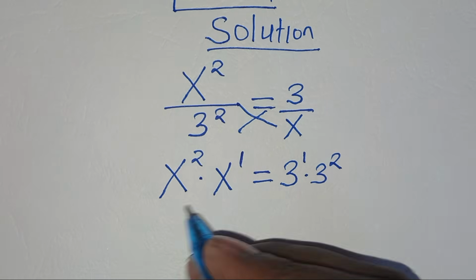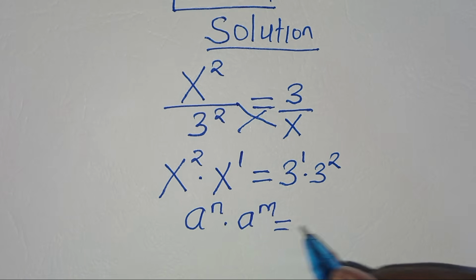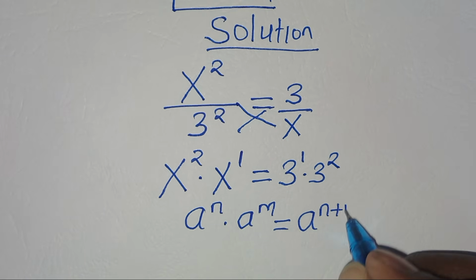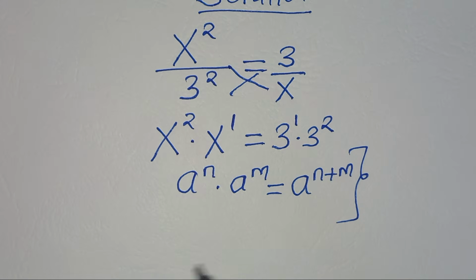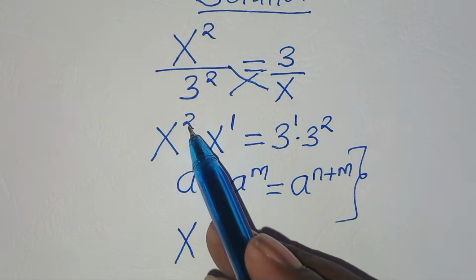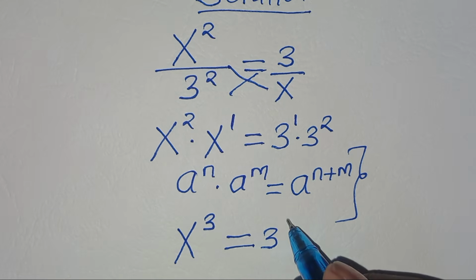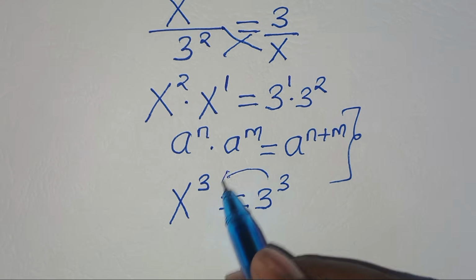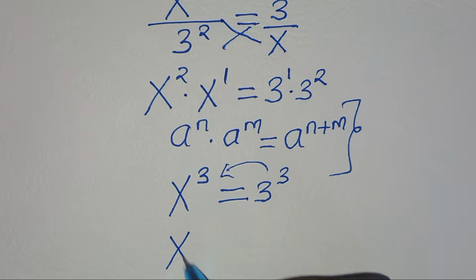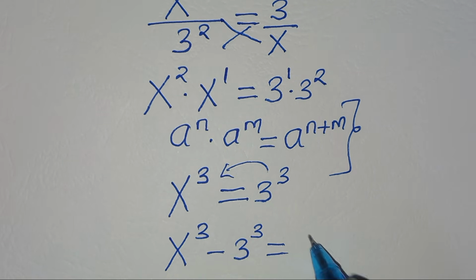Now, this is in the form of a to the power of n times a to the power of m, which we can express as a to the power of n plus m. Applying this exponent property, we have x raised to the power of 2 plus 1, and this is equal to 3 raised to the power of 1 plus 2, which is 3 to the power of 3. Now let's take 3 to the power of 3 to the left hand side so that we have x to the power of 3 subtract 3 raised to the power of 3 equal to 0.